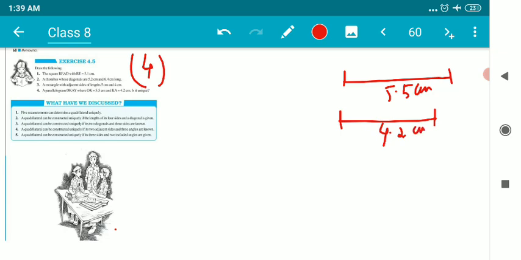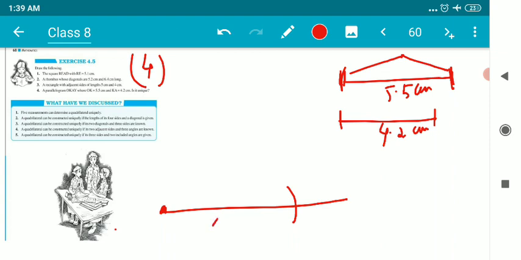4.2 centimeter. Now children, what we have to do, we'll just draw a line first of any measure more than 5.5. I can take 8 centimeter, 9 centimeter, whatever you feel. Take the measure of this 5.5 using compasses. Measure it with the compasses. Place at this vertex, draw one arc. It's a measure of 5.5 centimeter.